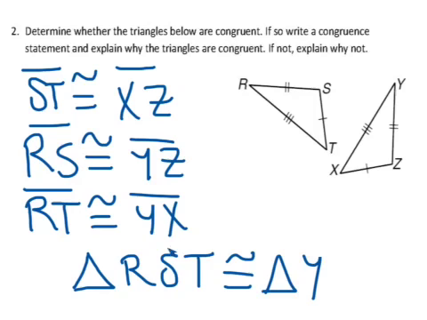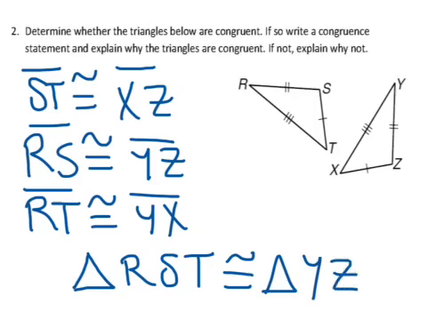Now let's look at vertex S. S is the second one that we're going to list in the first triangle, and it is between the 2 sides indicated by 1 slash and 2 slashes. So let's refer to the vertex in the second triangle that does the same thing. In this case, Z is between the 1 and the 2 slashed sides, so I'll list Z next.